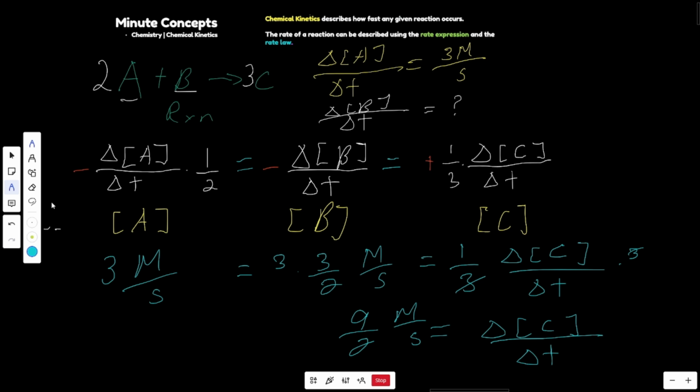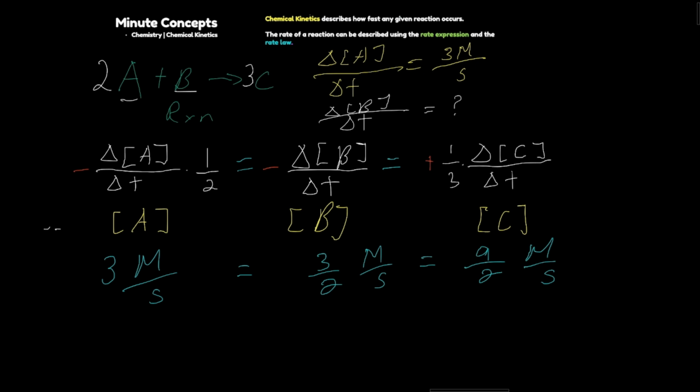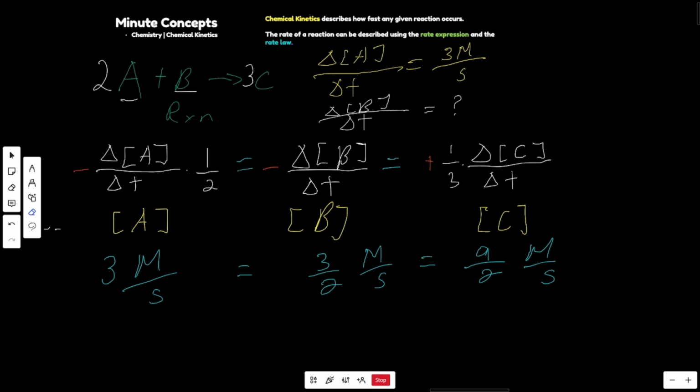And this is our answer there. So now we can remove all of this, and we can show that our final rates for all these substances here are the following. So for reactant A, the rate of disappearance of A would be 3 molar per second. The rate of disappearance for B would be 3/2 molar per second. And the rate of appearance of C would be 9/2 molar per second.